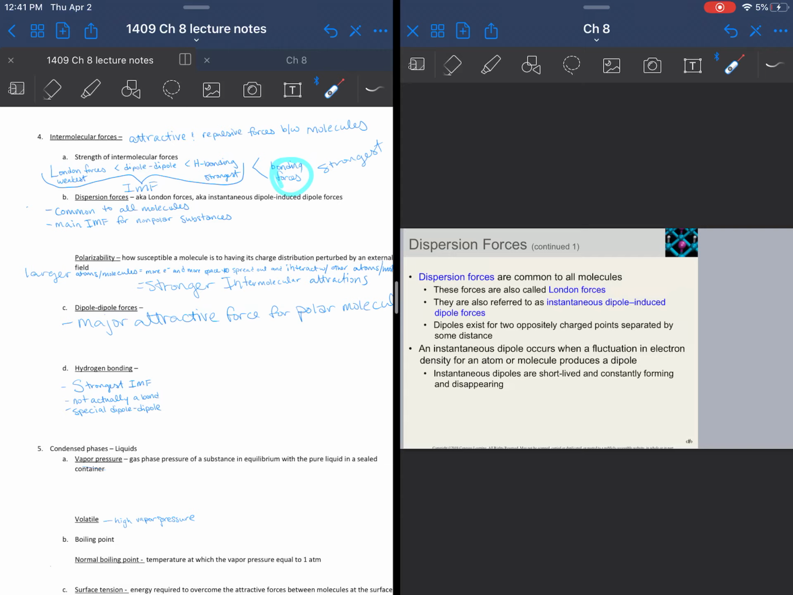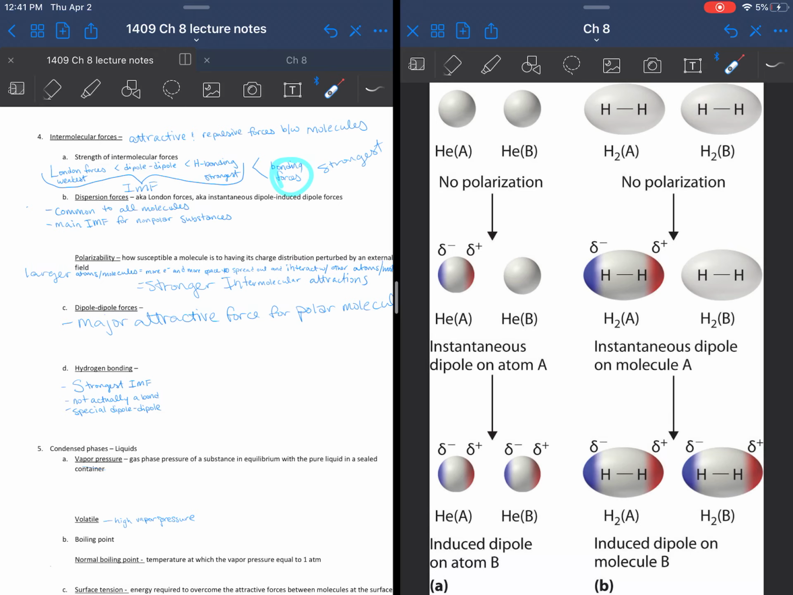All atoms and molecules are going to experience London forces. We tend to talk about them more with nonpolar molecules, or atoms, because that's the only force that holds them together. But it's important to recognize that it is common to all molecules. Now, let's discuss what this means. How can we have an attractive force between two non-polar substances?